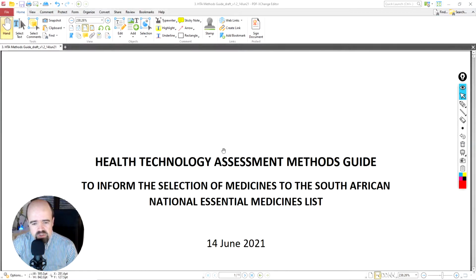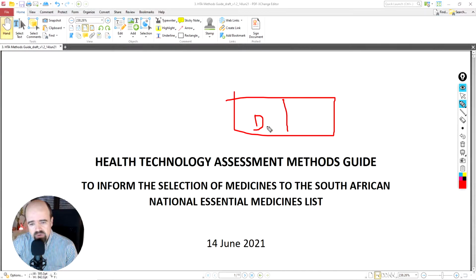I want to first look at the demand side of the equation, in the sense that the introduction of this methods guide and formalizing a health technology assessment system in South Africa will drive demand for health technology assessment skills or health economic expertise at several levels. So I want to talk about this demand component, and then I want to reflect as well on the supply component.